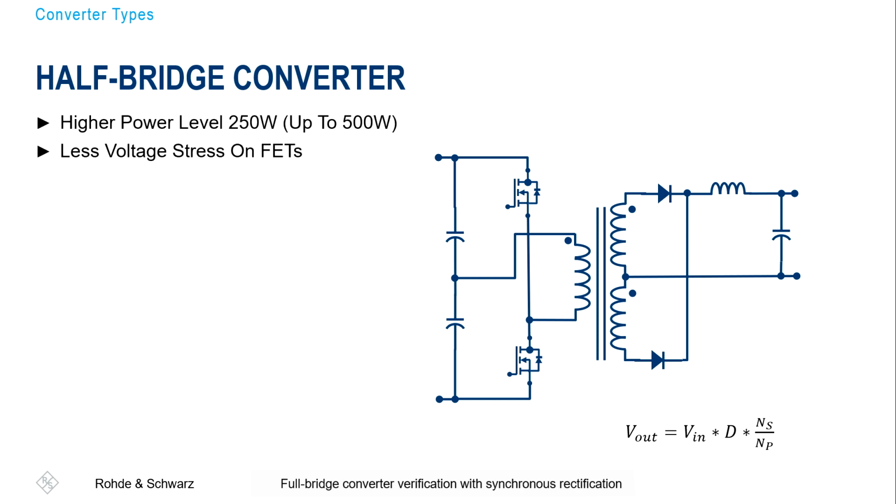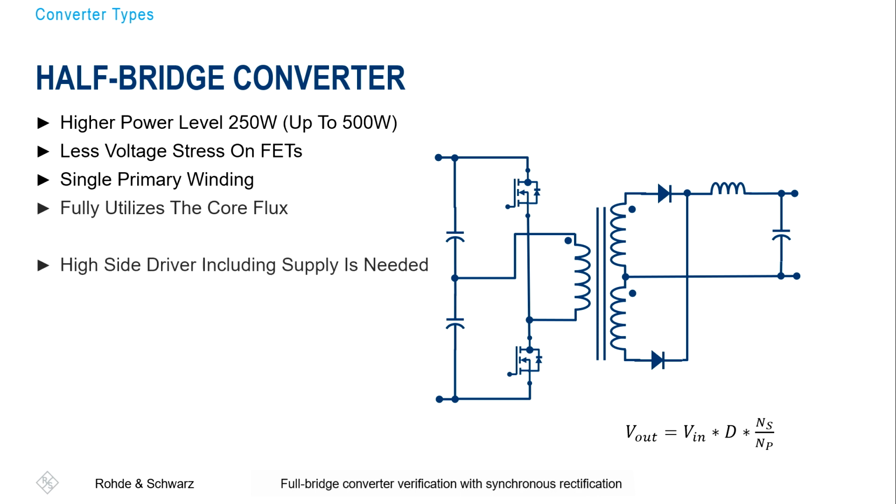The advantage here is that we can convert higher power levels. We have less voltage stress compared to the previous converter. The transformer design is simplified because we have only a single primary winding and not a midpoint at this point, so it's easier to design. And we also utilize the core quite well.